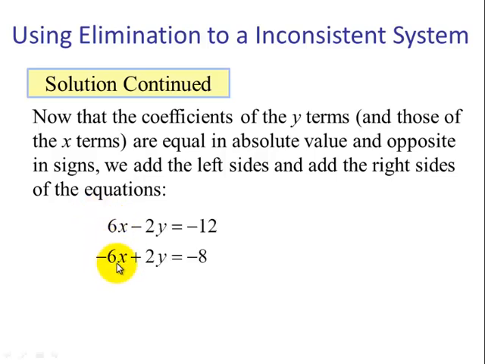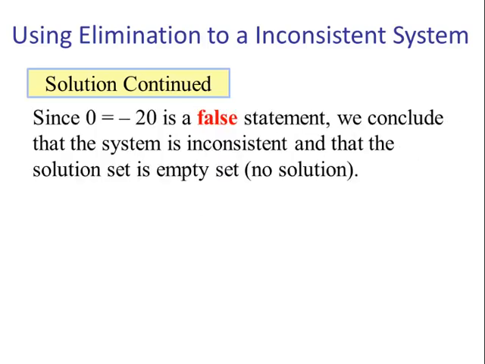So this is going to become 0, and this will become 0. And we are left with a false statement. 0 equals -20. Since 0 equals -20 is a false statement, we conclude that the system is inconsistent and that the solution set is the empty set, which means there's no solution.